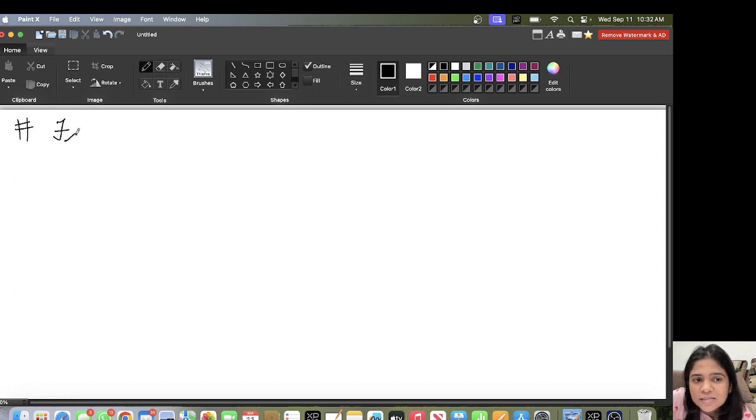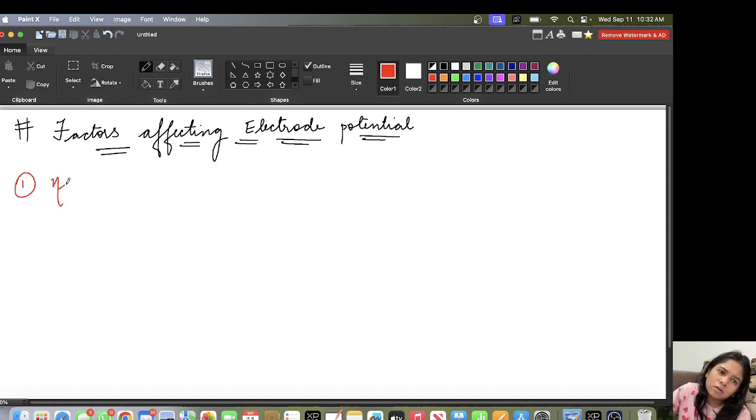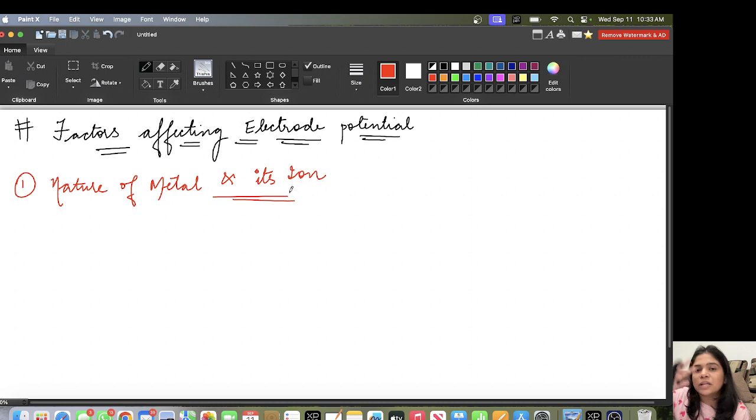The next topic is factors affecting electrode potential. Now what will be the factors here? The first factor is obviously the nature of electrode, nature of metal and its ion. Electrode potential is a numerical value, so it depends upon what metal you are using. On that only the numerical value will differ.